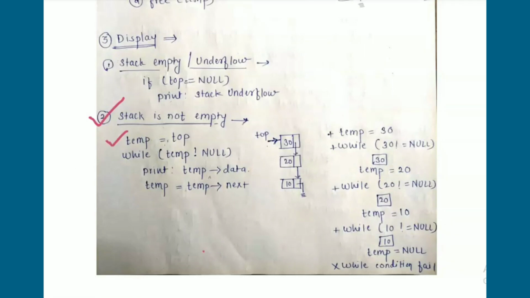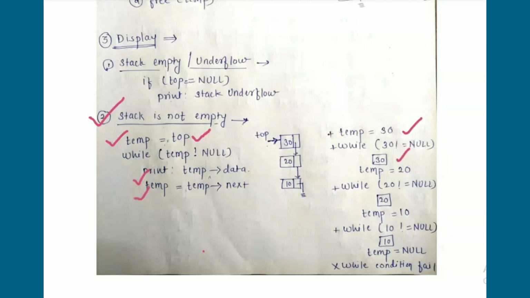So I will take one pointer for traversing this stack and it will start from the top of the stack. So I will hold the temp with the top value. We'll check whether temp is not equal to null. So currently temp is holding the data 30. So when this while condition becomes true, it will print the data with the help of temp data. So temp is 30, so 30 is printed.